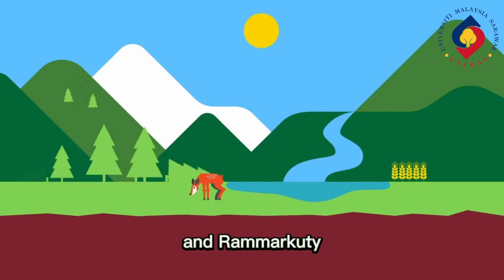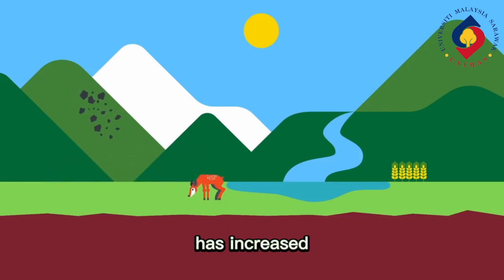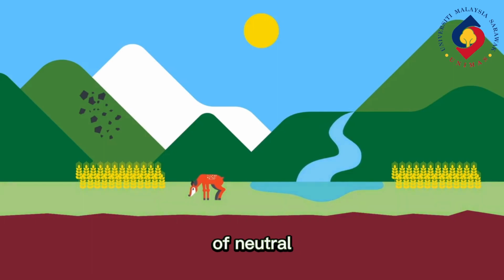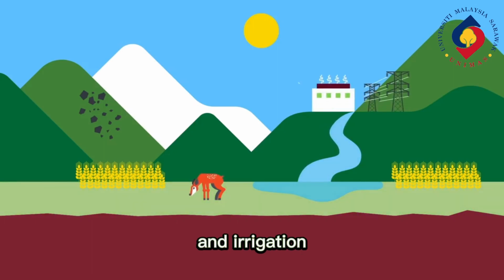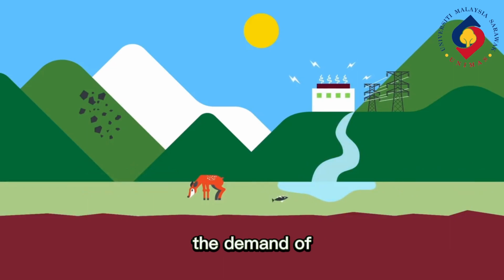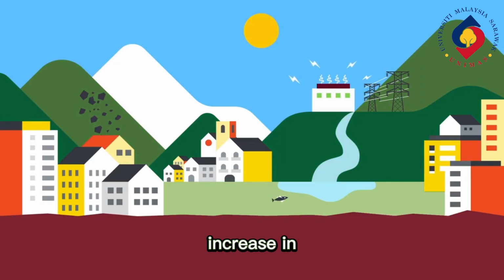According to Elias and Ramakuti 2008, land use for agriculture has increased through advances in crop and livestock genetics, better knowledge of nutrient management and irrigation. This has enabled the agriculture industry to meet the demand of an increasing human population without a proportional increase in land area used for production.